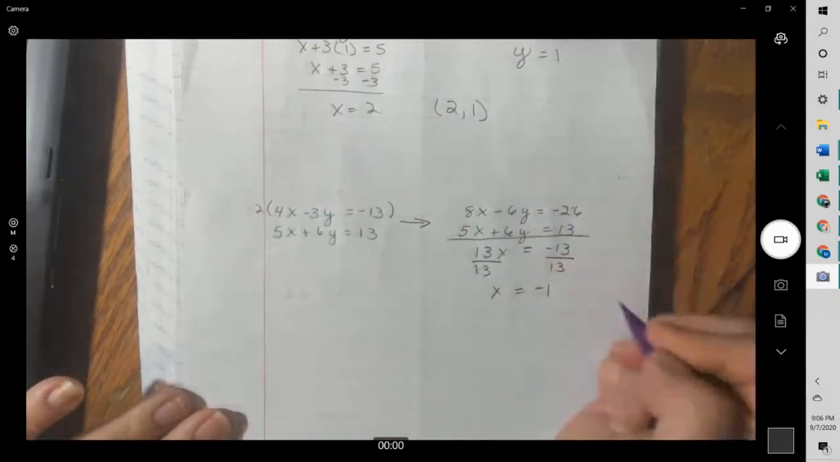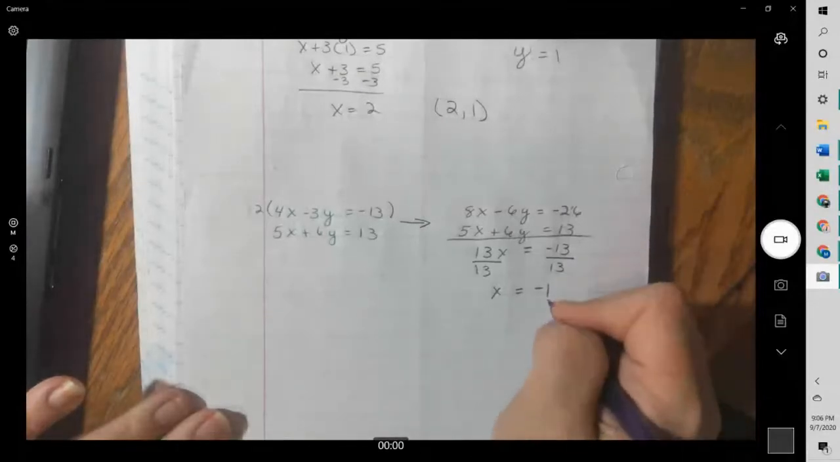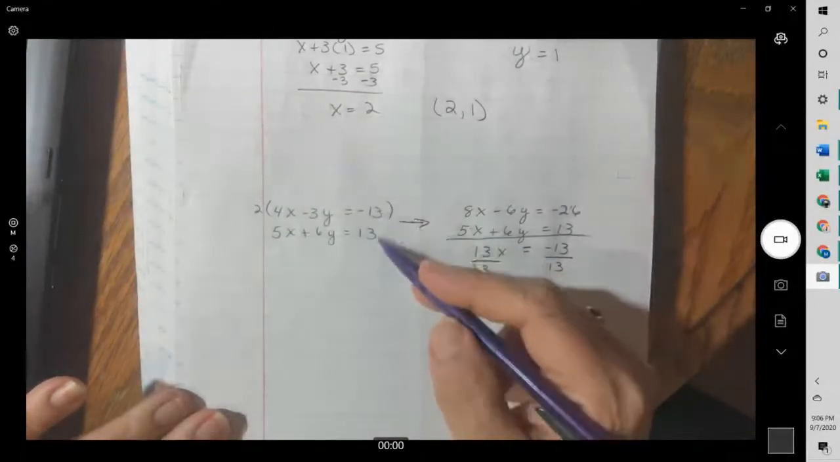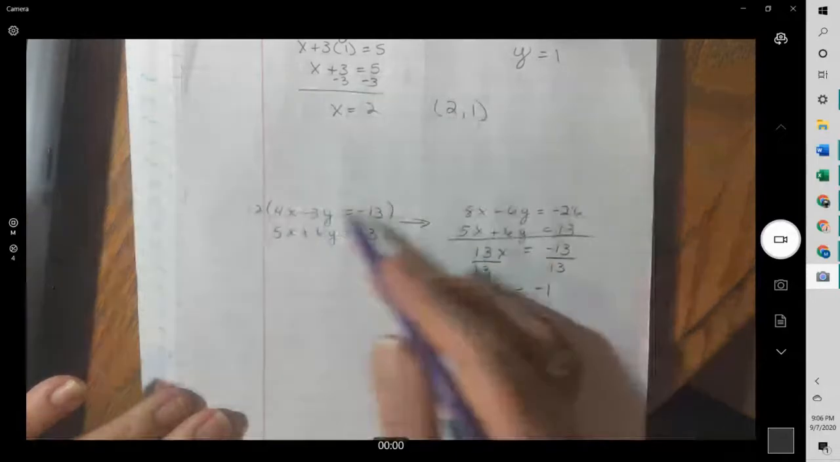And x equals a negative 1. We still need to find y. You can use either equation. I recommend staying with positives, but you can use either one.